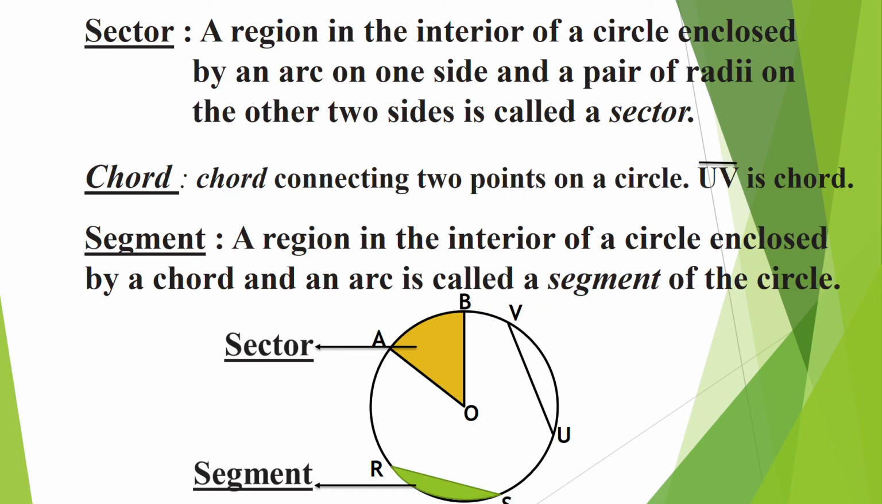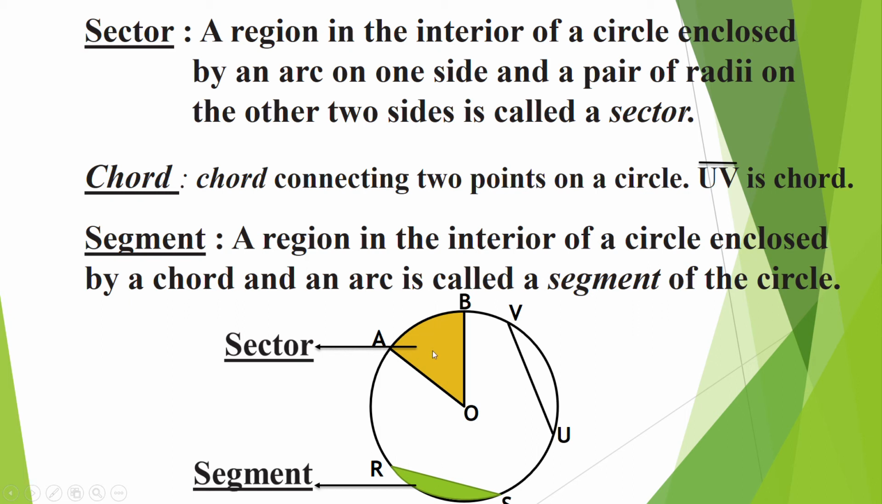Next we see sector. So what is a sector? A region in the interior of a circle enclosed by an arc on one side and a pair of radii on the other two sides is called a sector. What do we mean by radii? The plural form of radius is radii. See, this is the portion: one side an arc, two sides radii. This portion is known as a sector.